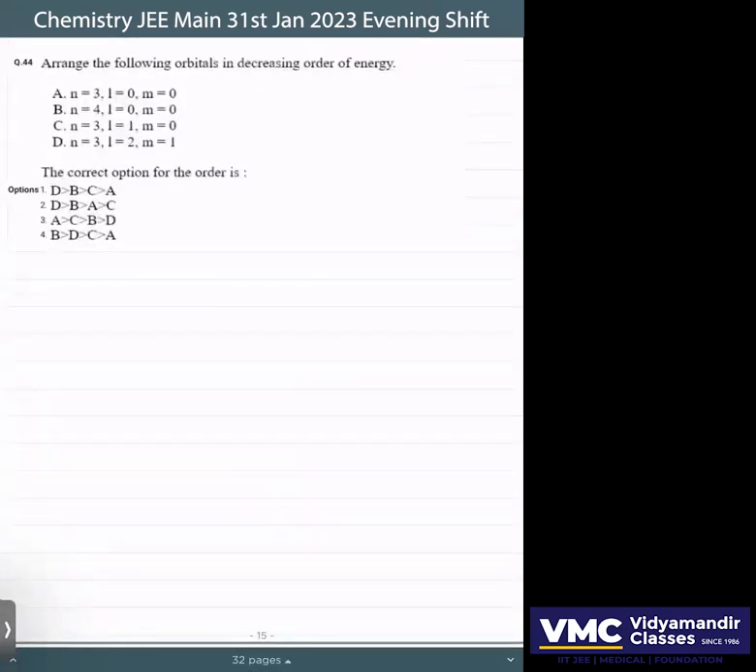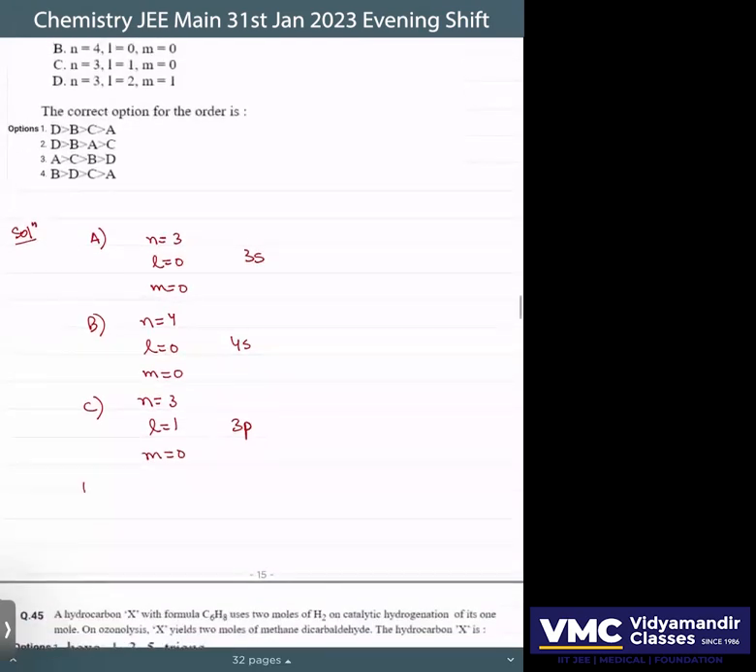Then comes next question. Arrange the following orbitals in decreasing order of energy. In option A, we are given n is 3, l is 0, m is 0. They're talking about 3s orbital. In option B, n is 4, l is 0 and m is 0. They're talking about 4s orbital. And in option C, n is 3, l is 1 and m is 0. They're talking about 3p orbital. And in option D, it is given n is 3, l is 2, m is 1. That is, they're talking about 3d orbital.